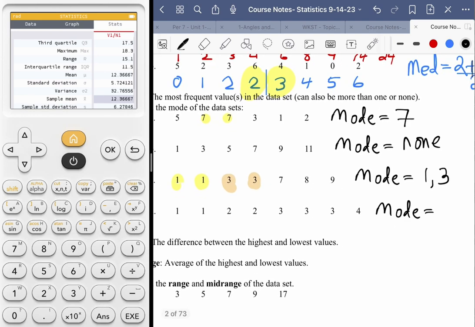And then the last example, yeah, there's some repeated values, but it's not whether a value repeats that makes it a mode. It's the one that will repeat most frequently that is the mode, and that's the number 3. The 1s are repeated, the 2s are repeated, but the 3s are most repeated.